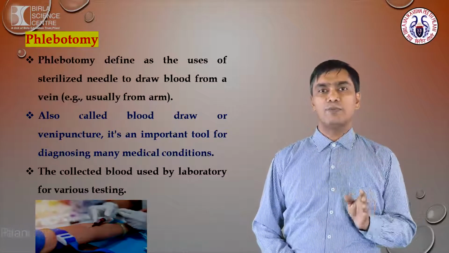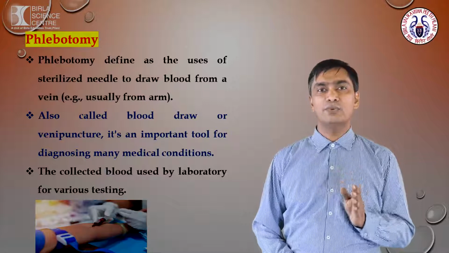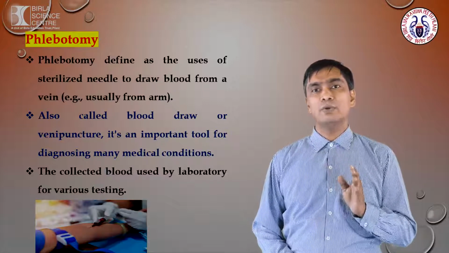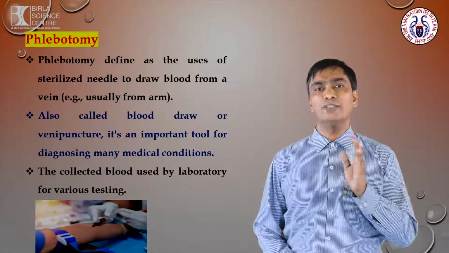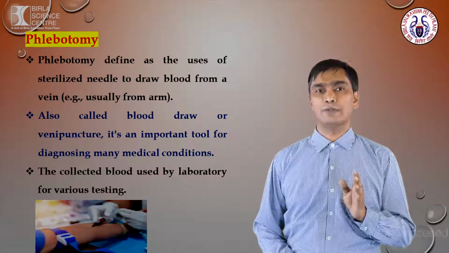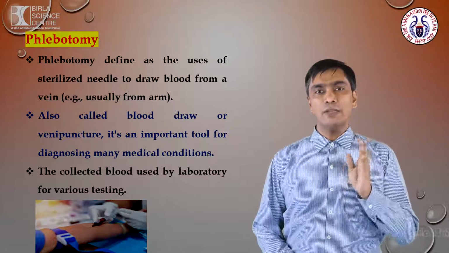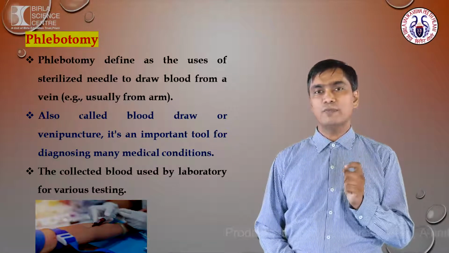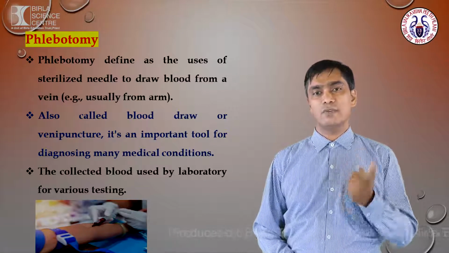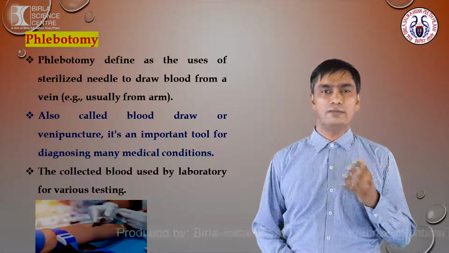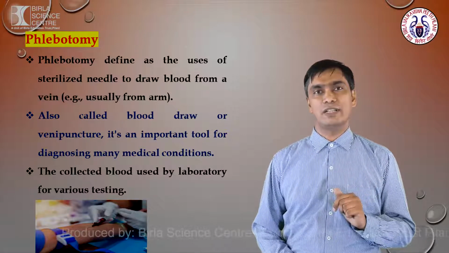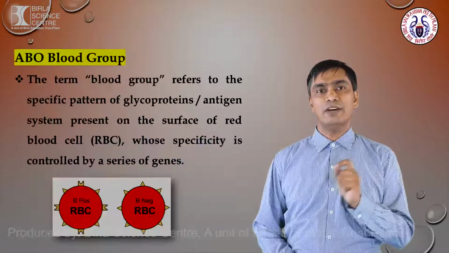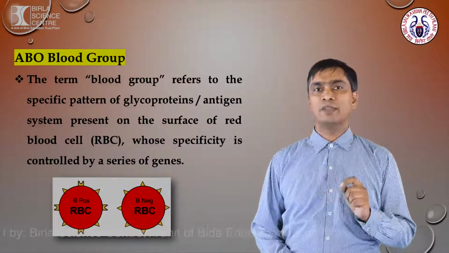What is phlebotomy? Phlebotomy is defined as the use of a sterilized needle to draw blood from the veins of the patient or person. If we collect the blood from the vein, it is termed venipuncture. Almost 5 to 10 ml of collected blood will be used for further analysis, including microbiology, biochemistry, pathology, etc. in the laboratory.